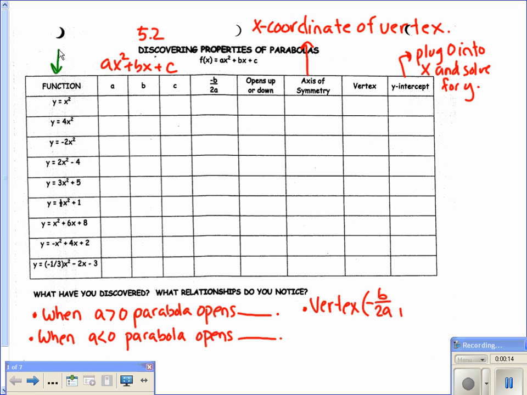So remember we talked about the standard form for a quadratic equation, which is ax squared plus bx plus c. So the a is always in front of the quadratic term, the b is always with the linear term, and the c is your constant.